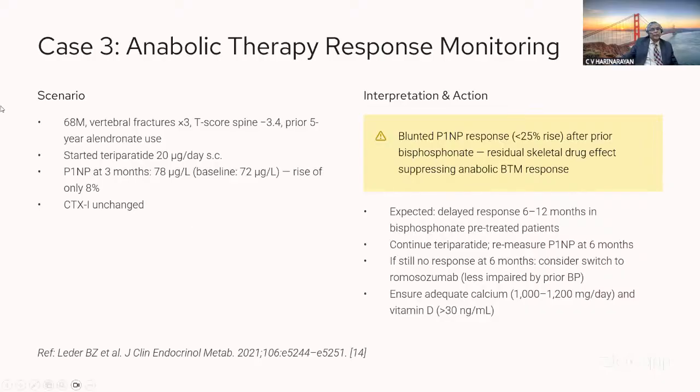Scenario number 3. A 68-year-old lady with a T-score in the spine of minus 3.4, on alendronate for 5 years, started teriparatide. P1NP at 3 months, baseline is 72, now 78. Rise is only 8%. CTX is unchanged. Blunted P1NP response after prior bisphosphonate. Expected delayed response of 6 to 12 months. Continue teriparatide. Remeasure P1NP at 6 months. If still no response at 6 months, consider switching to romosozumab, less impaired by prior bisphosphonate therapy.